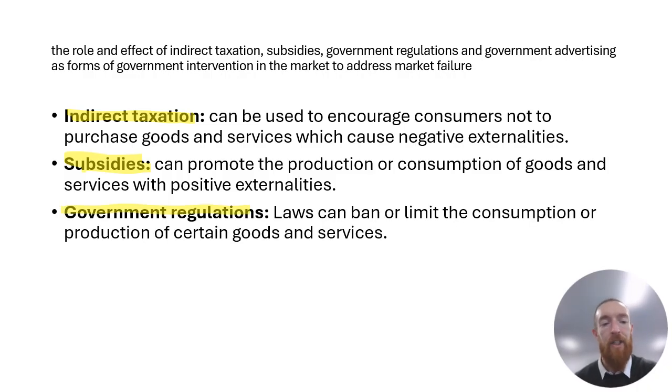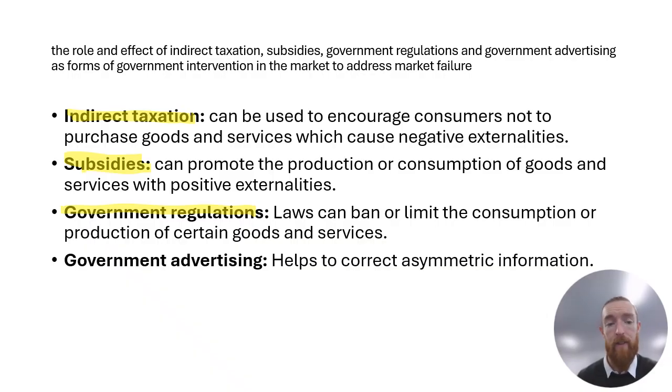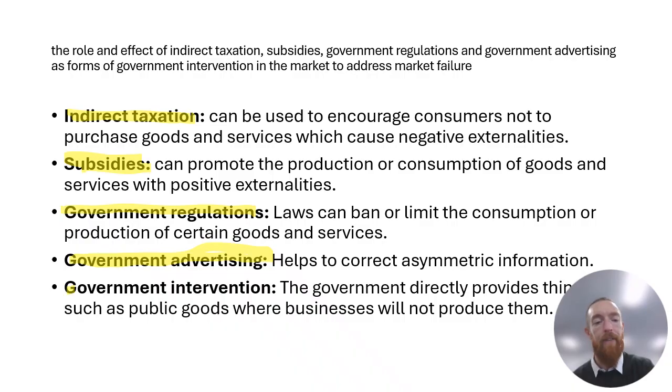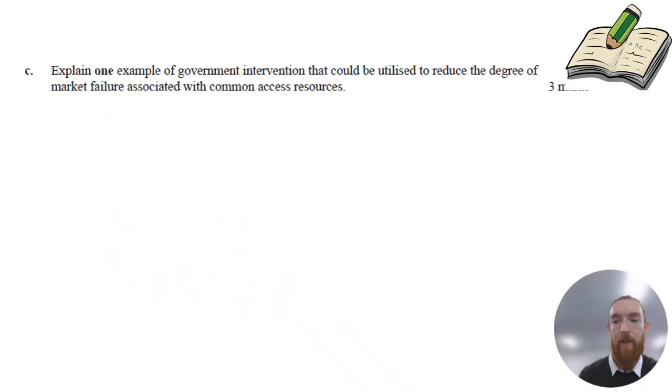There can be government regulations, so laws and legislation to prevent the consumption of certain goods and services, so things like fishing licenses. There's government advertising to help correct asymmetric information, so the fact that we have to have all nutritional information available. There's government intervention or direct provision, where the government directly provides things such as public goods if the businesses will not produce them.